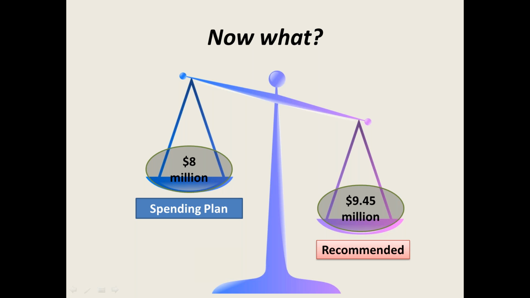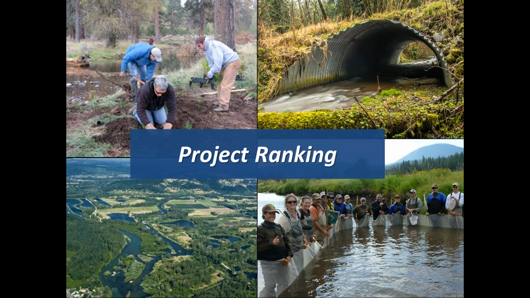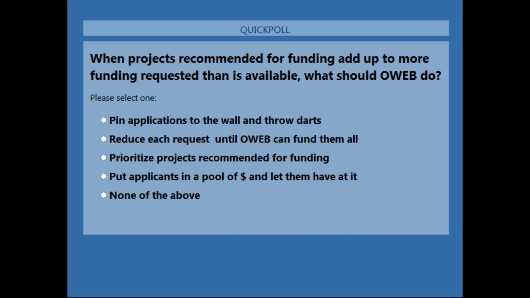And so I think this is a point to move into our next poll, Sean. Given this, what would you do to figure out how to identify which projects get funded? We can't afford them all, and we have to make a decision. So what would you do if you were in OWEB's shoes? We're asking you to do that in the poll. This is an opinion question.